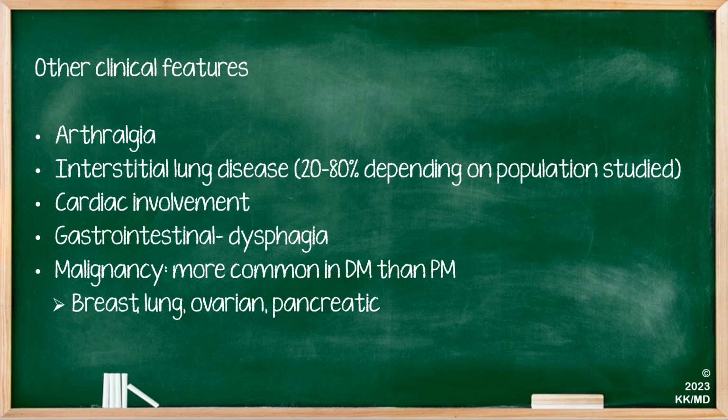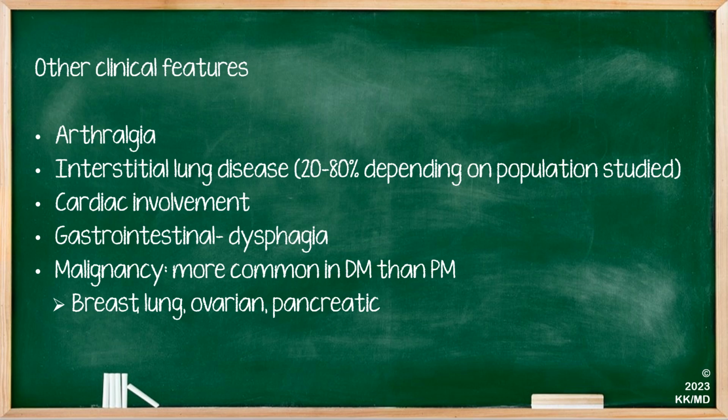Just as polymyositis, you can get other clinical features with dermatomyositis. These can include arthralgia, interstitial lung disease, which can affect up to 80% depending on the population that's being studied, cardiac involvement, gastrointestinal involvement, which commonly presents as dysphagia if present.